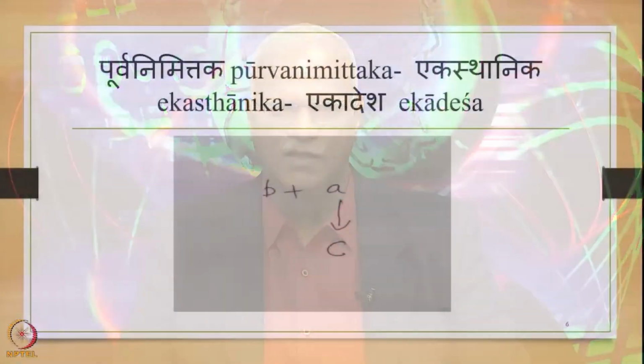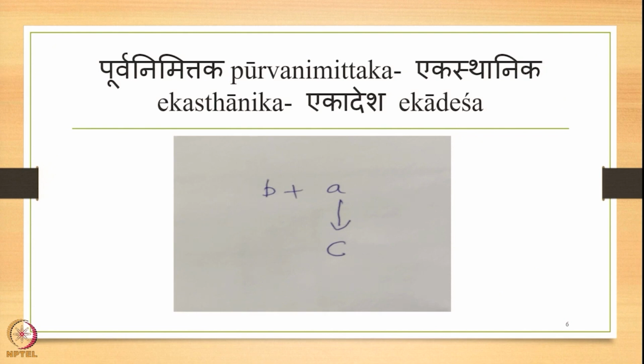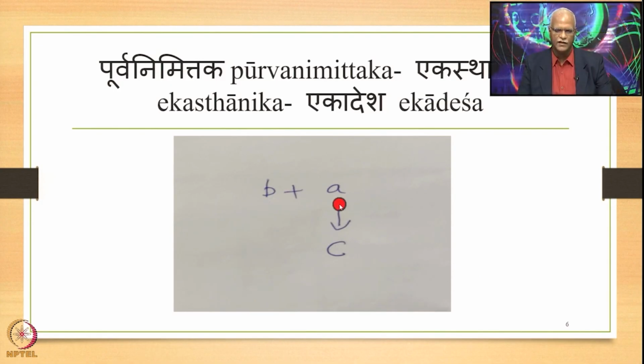Now this is once again coming up primarily because there is this Purva Savarna Sandhi which can be classified under this particular classification, Purva Nimittaka Ekasthanika Ekadesha. This is diagrammatically represented in this manner, where B plus A is the input, B is the left hand side environment followed by A, and this A is substituted by C.